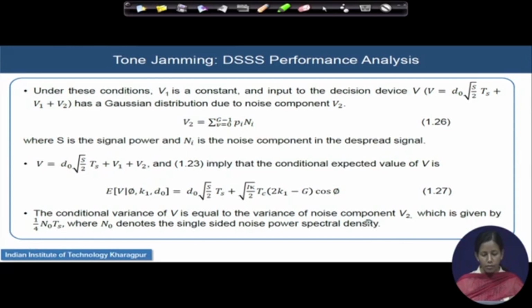The variance of V will be equivalent to the variance of all these three terms, and this is a constant part. So its variance has no effect, but finally, the variance of V will be contributed by the variance of both the noise as well as the interfering signal. We will see this next.